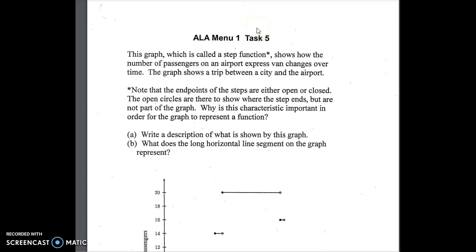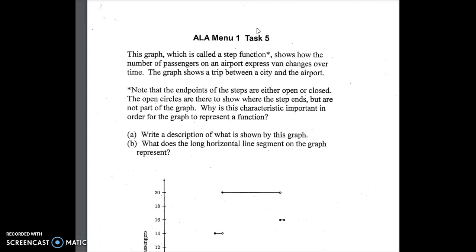This graph, which is called a step function, shows how the number of passengers on an airport express van changes over time. The graph shows a trip between a city and the airport. Note that the endpoints of the steps are either open or closed. The open circles are there to show where the step ends, but they are not part of the graph.